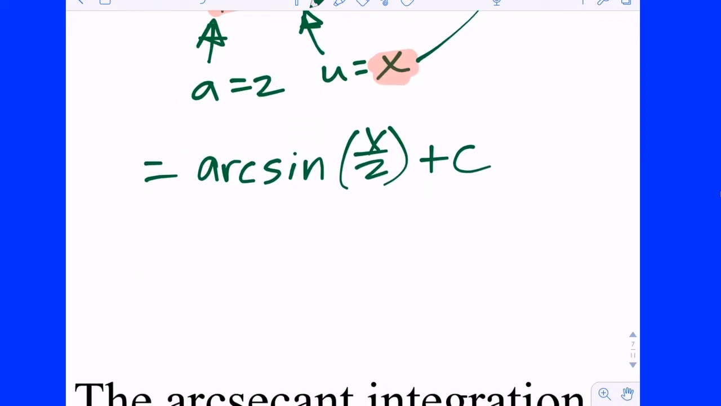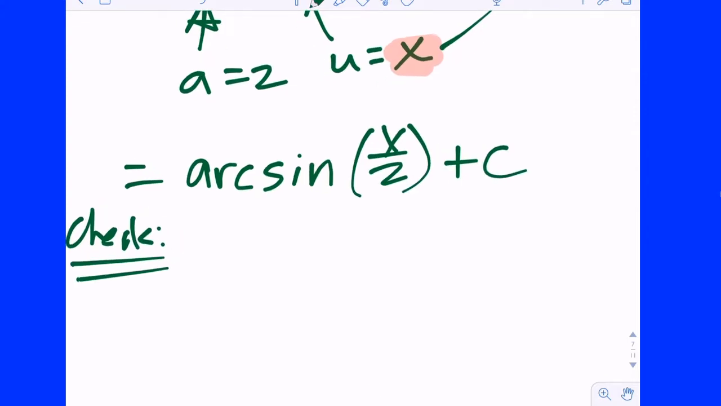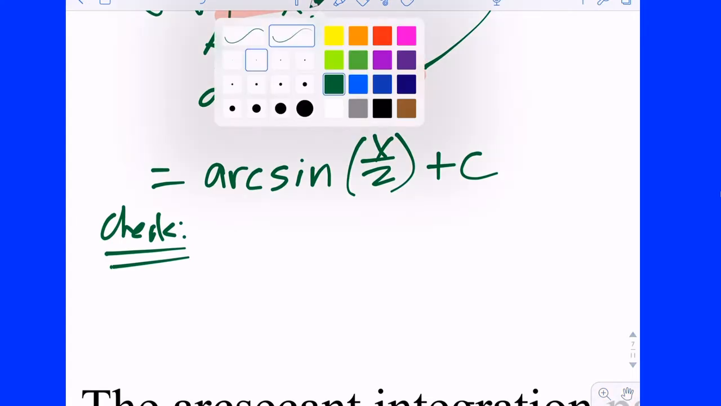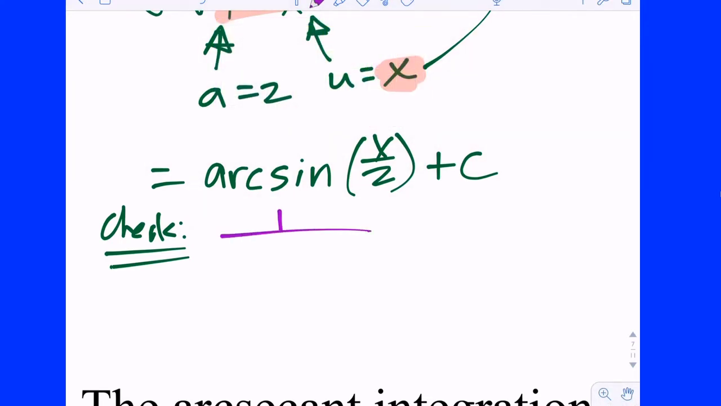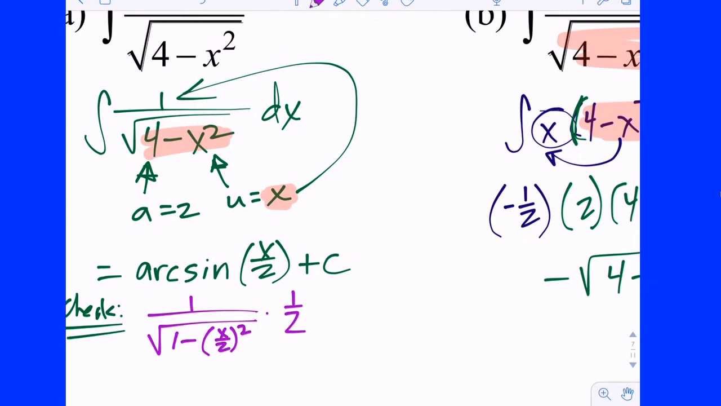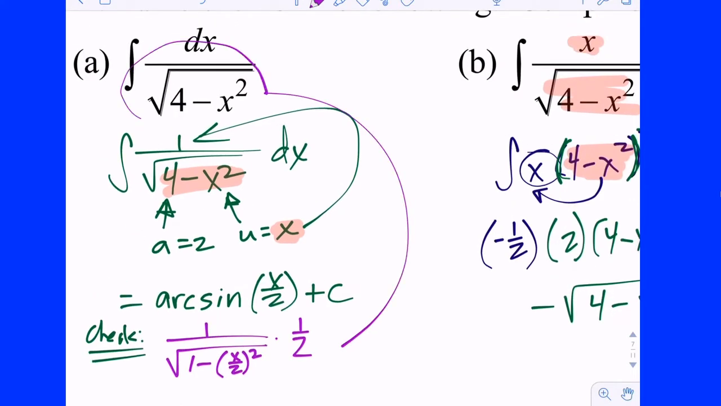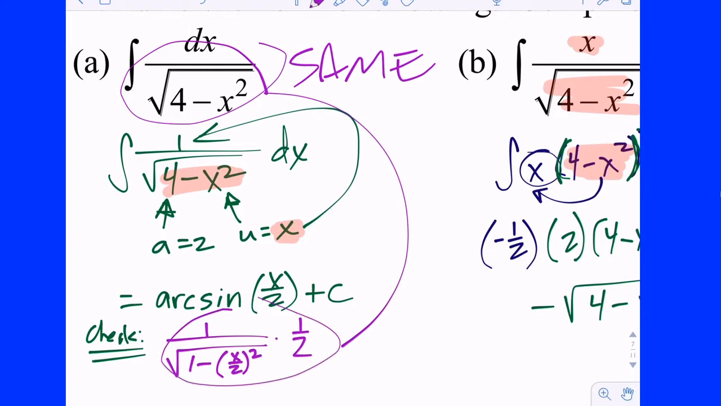Now let's check. How do we check to make sure that's right? Take the derivative. What's the derivative of arcsine of blob? 1 over the square root of 1 minus blob squared times the chain rule, the derivative of the blob, which is 1/2. And if you compare that to your original integrand, same. They're the same. Exactly the same.